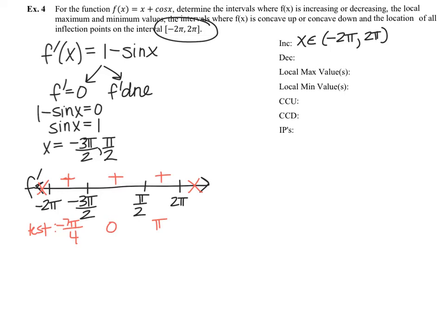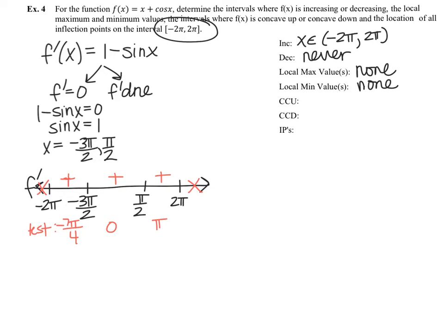And therefore, it's never decreasing because we don't have any negative derivatives. And since there's no change in sign for the first derivative, that means that we don't end up with any local maximum or minimum values. So I'll go ahead and just write none.